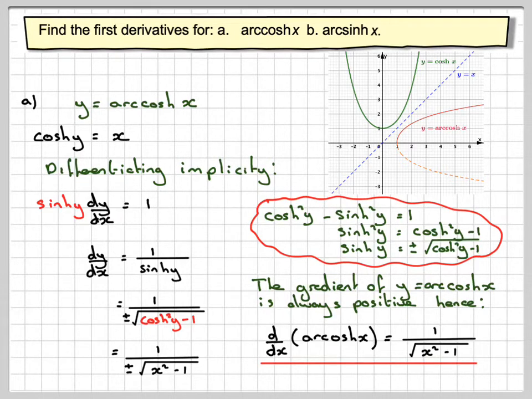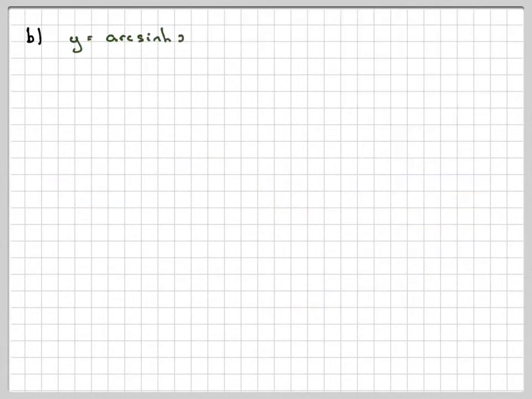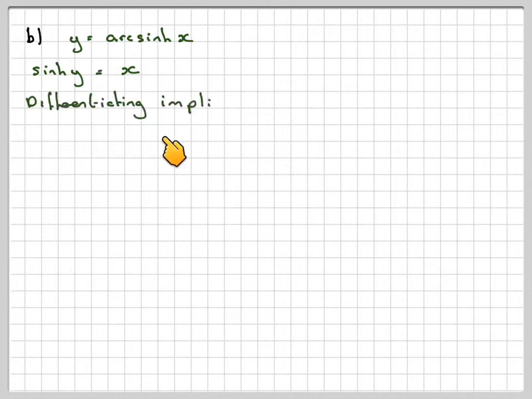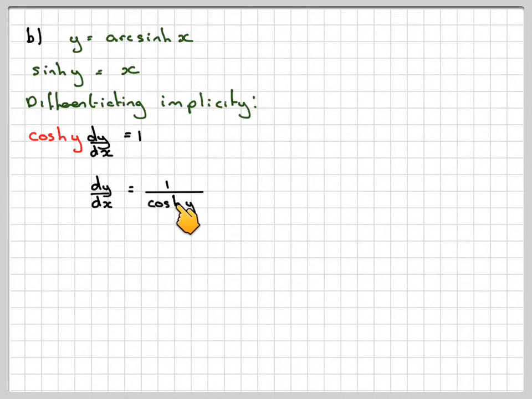Okay, sorry, we haven't finished yet. We've got to do the arcsinh of x. So for arcsinh of x, same idea. If y is equal to arcsinh of x, then sinh of y is equal to x. Differentiating implicitly, we get cosh of y dy by dx is equal to 1. The derivative of sinh is cosh. Therefore, dy by dx is 1 over cosh of y.